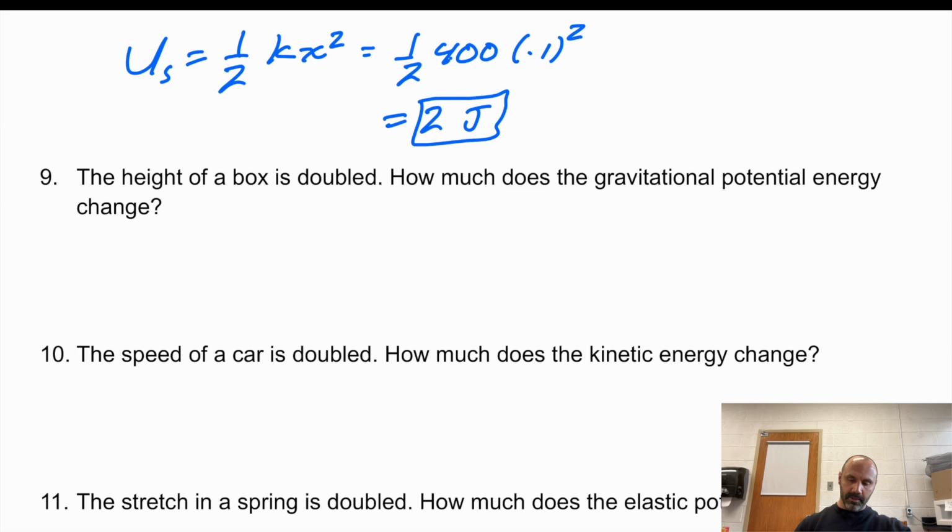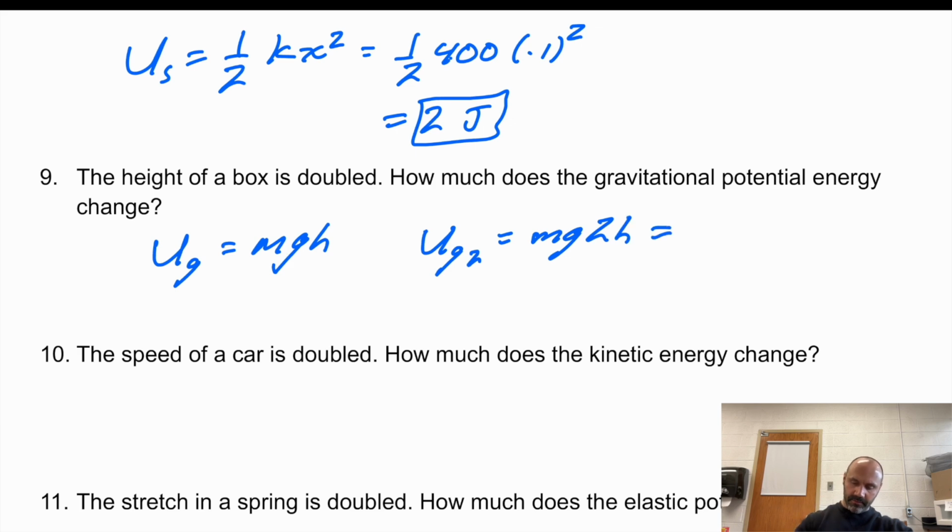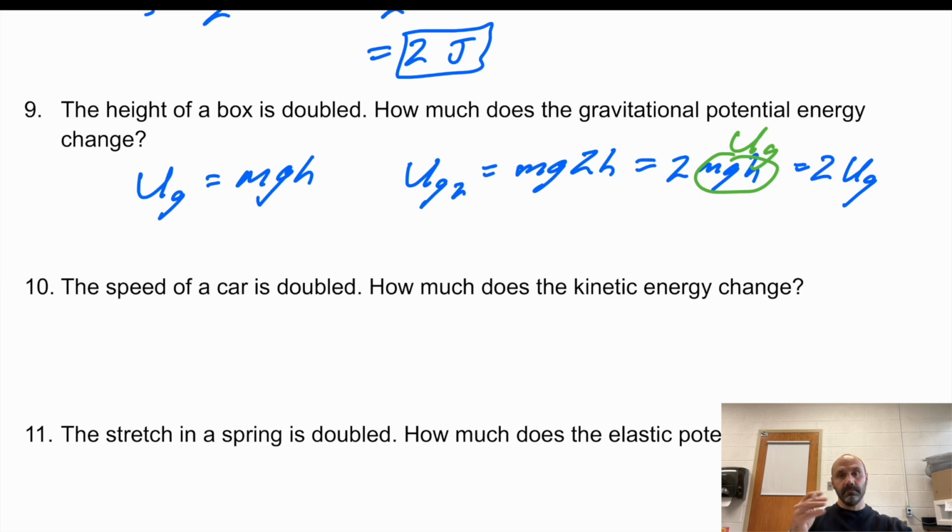So if the height of a box is doubled, how much does the gravitational potential energy change? Well, UG is mgh. If you double the height, then the gravitational potential energy will also be doubled. This is a direct relationship between UG and h. So you can imagine if this becomes 2h, then UG is also going to be doubled. For example, UG2, the second one, is m times g times 2h. If we simplify this, clean it up, mgh, this is the original UG, so it's twice the original gravitational potential energy. Okay, so 10. If the speed of a car is doubled, how much does the kinetic energy change?